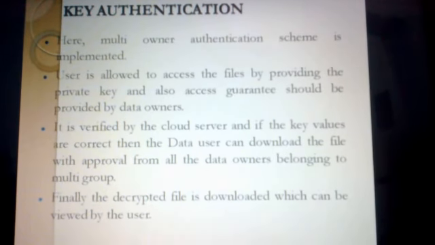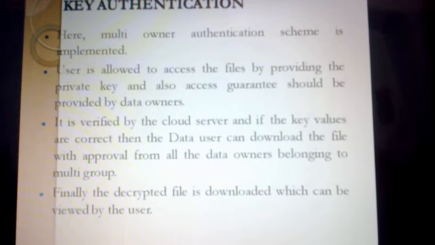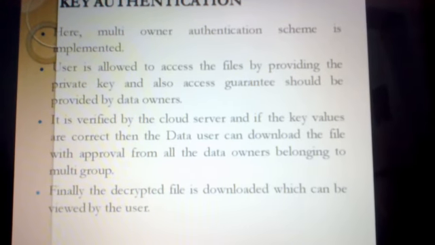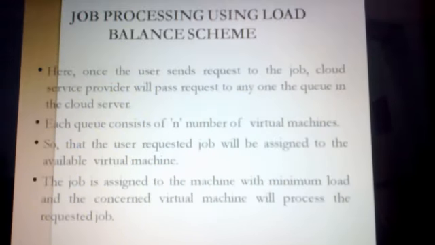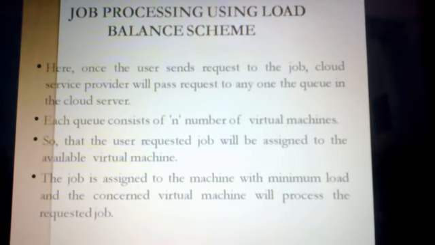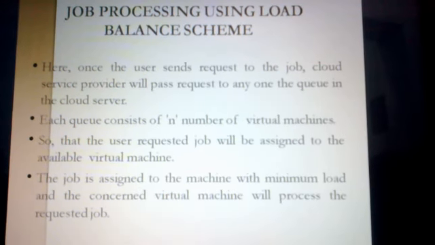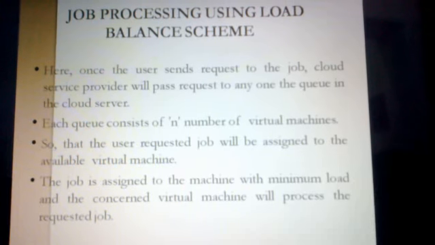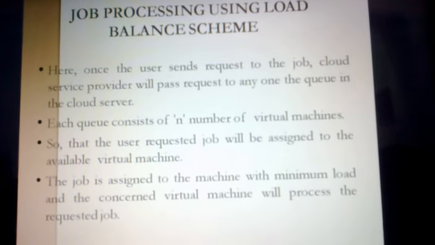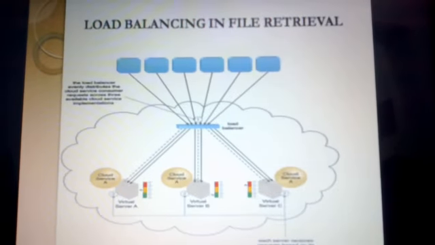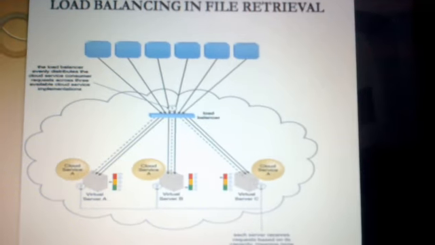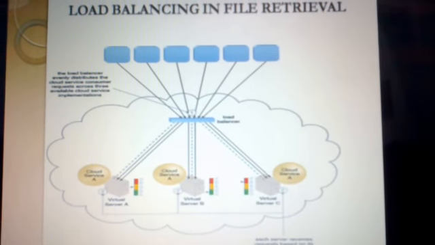Key authentication. Here the multi-owner authentication scheme is implemented. The user is allowed to access the file by providing the private key. Job processing using load balancing scheme. Here, once the user sends a request for the job, the cloud service provider will pass the request to any one of the queues in the cloud service provider. This is the overall architecture diagram of the load balancing in file retrieval.